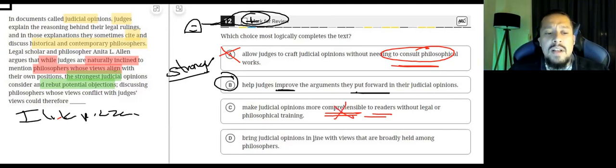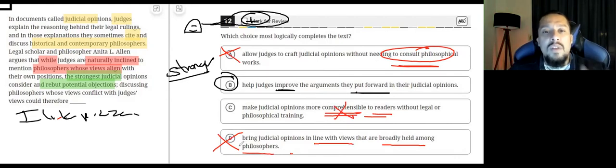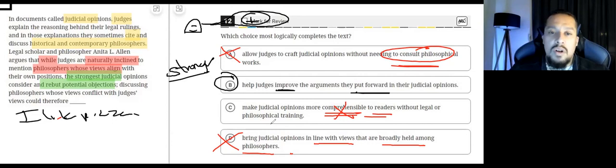Bring judicial opinions in line with views that are broadly held among philosophers. This is too broad, right? Because the judge usually aligns or chooses philosophers that meet their political orientation. So, answer D, well, goes against this. They not only choose philosophers that support their opinions, they also explain why philosophers that go against their opinions are wrong.